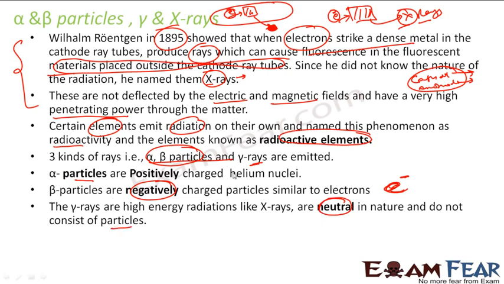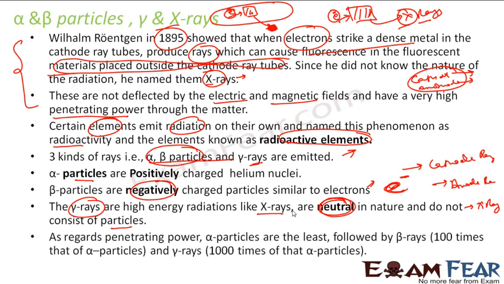So this one is like the cathode rays, this is like the anode rays, and this is my X-rays. The difference here is that alpha particles are positively charged helium nuclei, and they are deflected by electric and magnetic fields. Beta particles are negatively charged, also deflected by electric and magnetic fields, and they are similar to electrons. Gamma rays are neutral, they are like X-rays, and they don't consist of any particles.